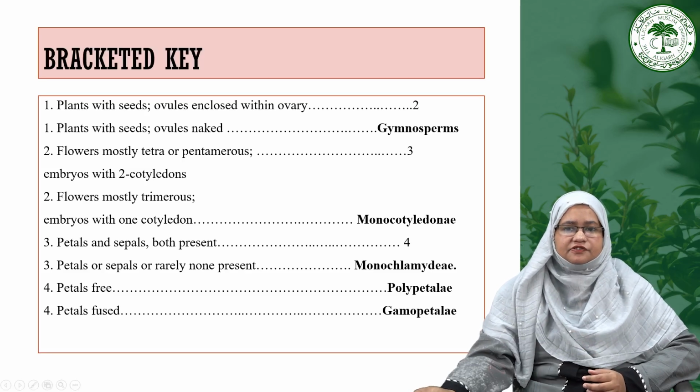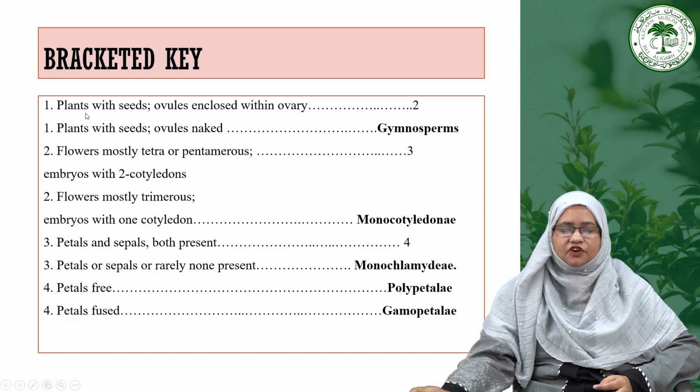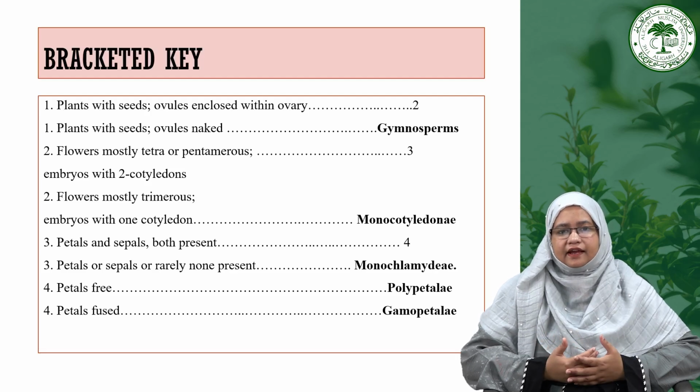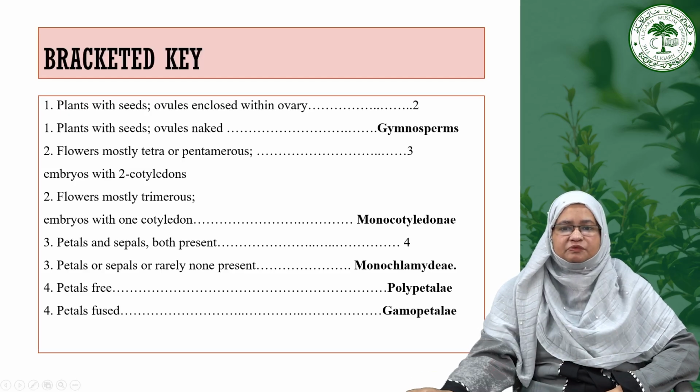First of all, as you can see here, the first one shows the plant with seeds and ovules enclosed within an ovary. We all know that only angiosperm plants have ovules enclosed within an ovary. Now this will lead to the second number, and the second couplet in the first one has the plant with seeds and ovules naked. As we know, gymnospermous plants have ovules that are naked, not enclosed within an ovary. So here we have identified one group of plants, the gymnosperms, because they have naked ovules.